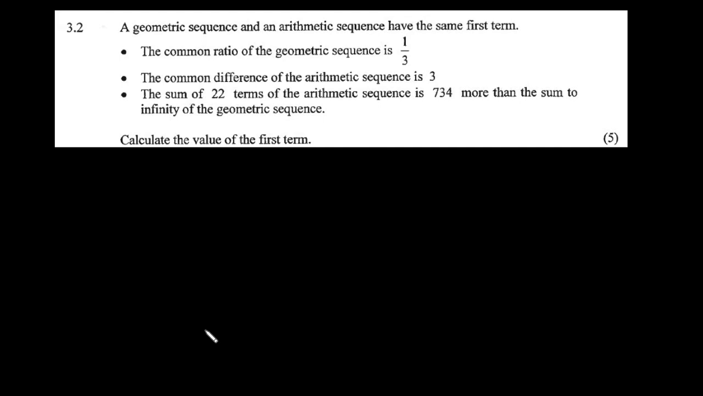In terms of a bit more complex geometric sequence and arithmetic sequence problems, what you need to take care of is the information that is given. So here you are told that the common ratio is 1/3. So this is for a geometric sequence, isn't it? We have a geometric sequence and an arithmetic sequence that have the same first term.